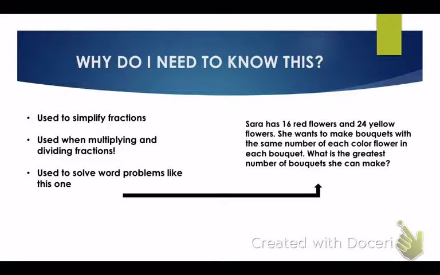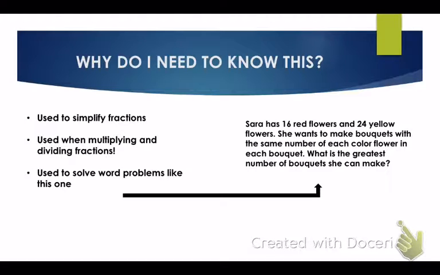Alright, why do I need to know this? What do I need to know about the greatest common factor? Well, let's be really honest with you. You need it to simplify fractions. We're going to use it when we multiply and divide fractions. And we use it to solve word problems like this one that I got on the screen.